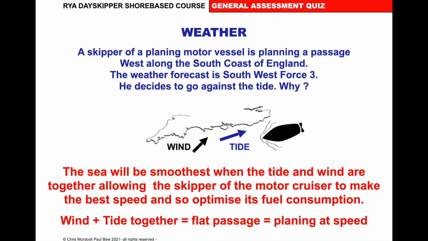The sea will be smoothest when the tide and wind are together, allowing the skipper of the motor cruiser to make the boat speed to optimise its fuel consumption. So wind and tide together, it's flatter. So even though you're going against the tide, it'll be easier for the boat because it's going on flatter water, and it'll be able to go faster and it'll be able to plane. Wind against tide, it will just bounce from wave to wave and it'll be extremely uncomfortable.